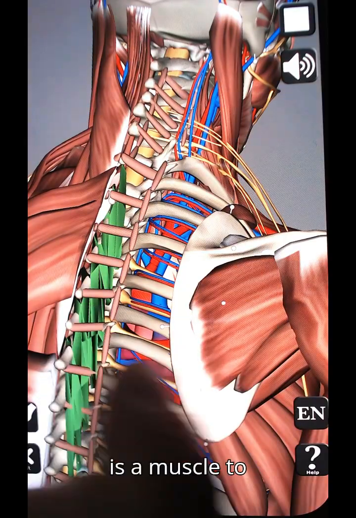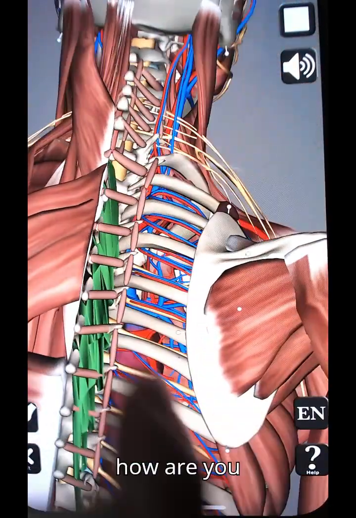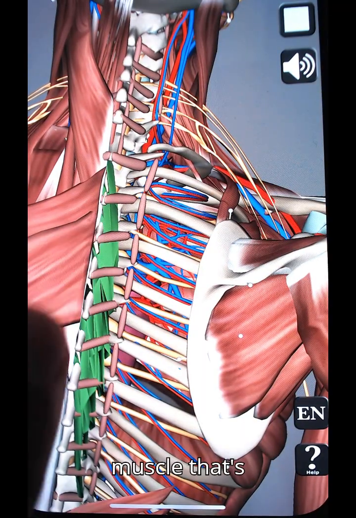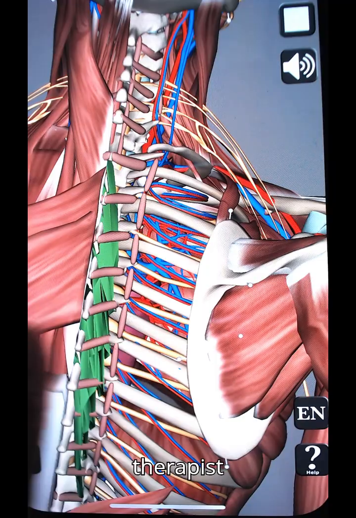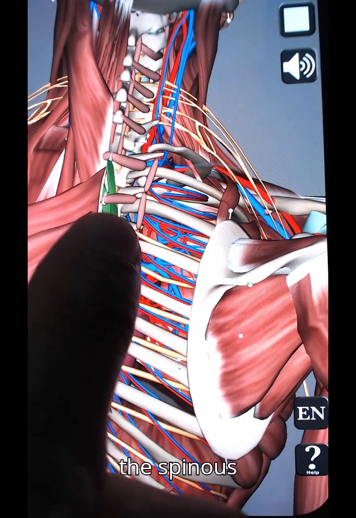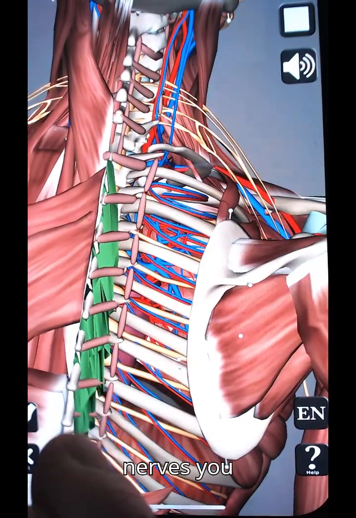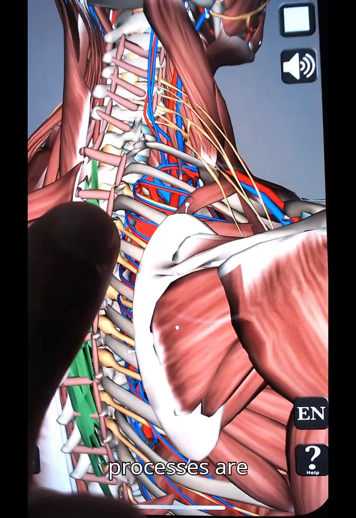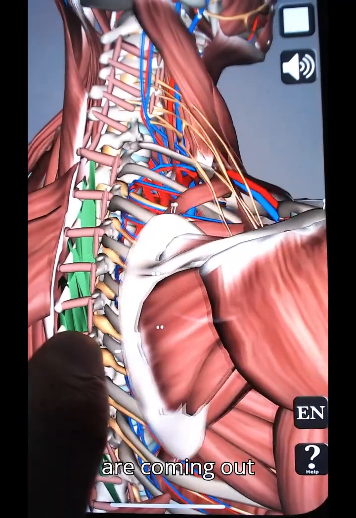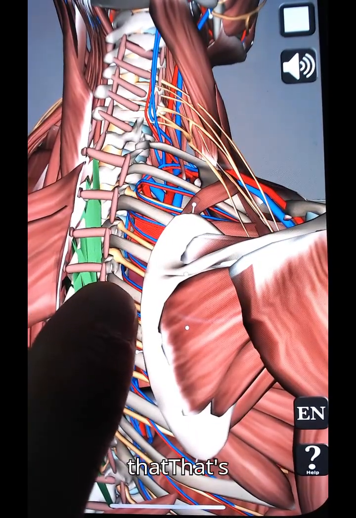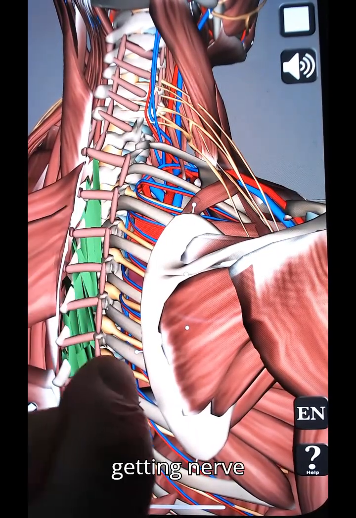So obviously this is a muscle to work on, to massage, but how are you getting there? It's deep, deep in there. That's a deep muscle. That's for your deep tissue massage therapists, the ones that know how to get in between the rib cage and the spinous process without affecting your nerves. You can see these bulbous processes right in here, these nerve roots coming out here. So you don't want somebody that's so deep that they're knocking into that. That's dangerous. That's where you start getting nerve damage.